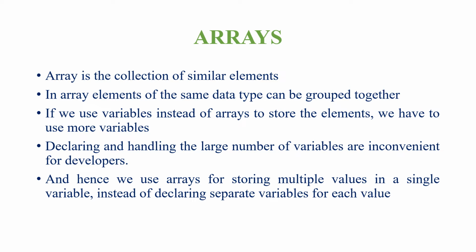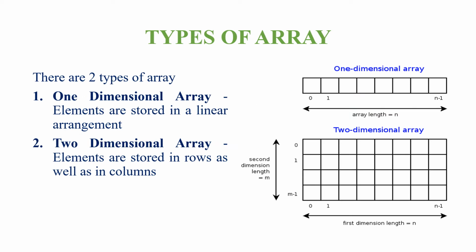Declaring and handling those more number of variables will be more inconvenient for the developers. And that is the reason why we use arrays. That is, in short, for storing multiple values in a single variable is more convenient instead of declaring separate variables for each value. Okay, now let us see about the types of arrays. There are two types of arrays, that is one-dimensional array and two-dimensional array.